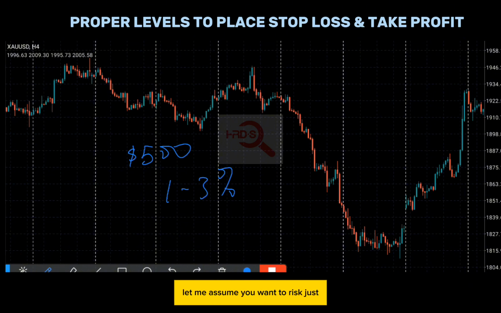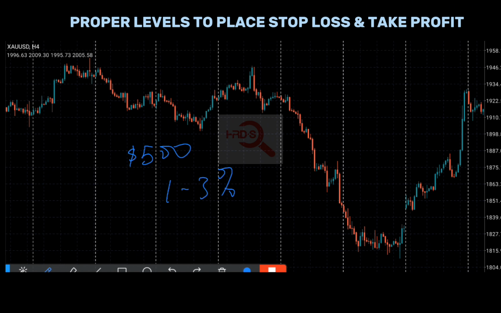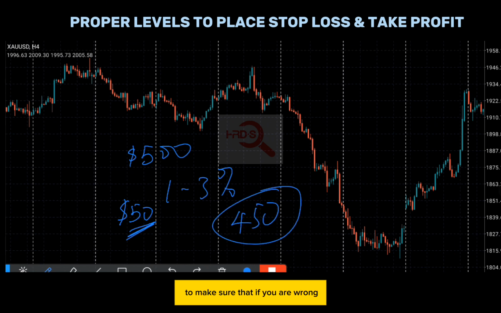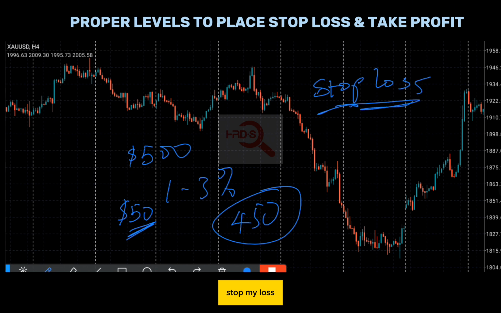All right. Let me assume you want to risk just 10%, which is what, $50. How do you now ensure the rest of the $450, to make sure that if you are wrong, the market does not wipe out your capital? You do that by placing a stop loss. This is the name, stop loss, just as the name implies, stop my loss.